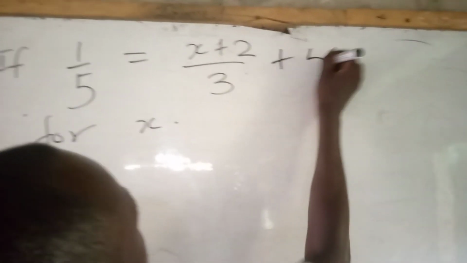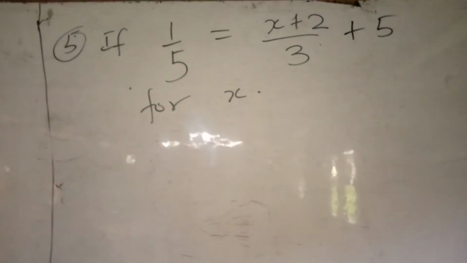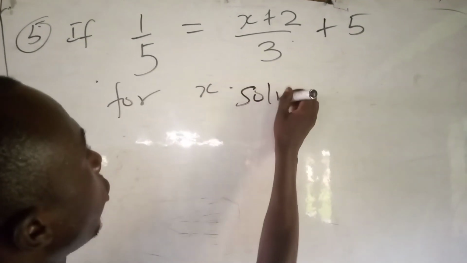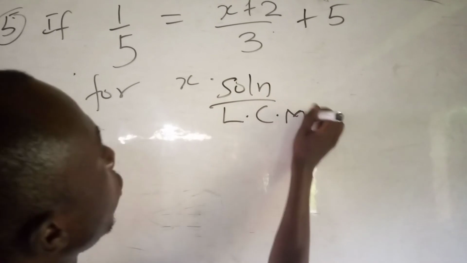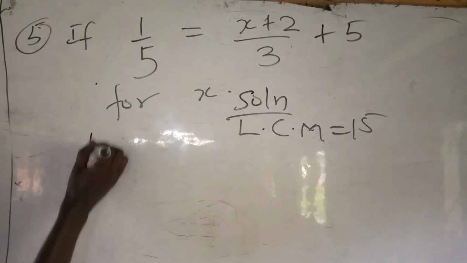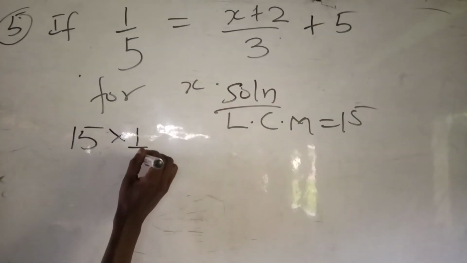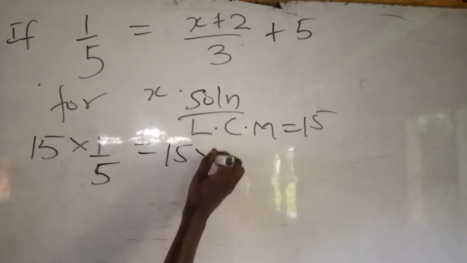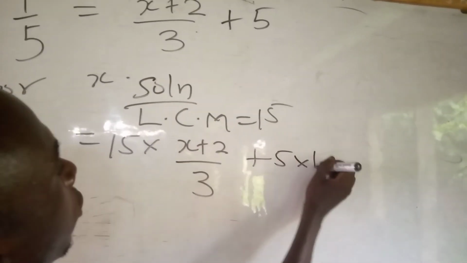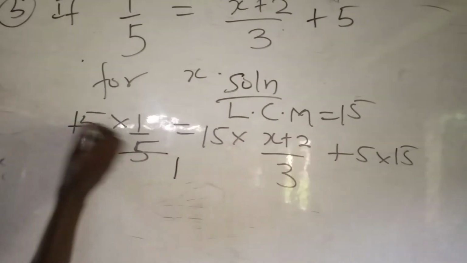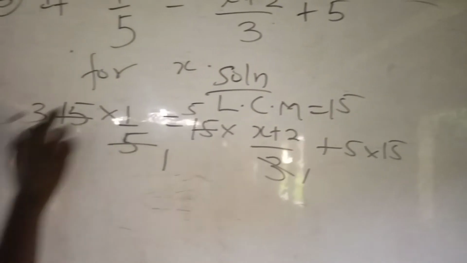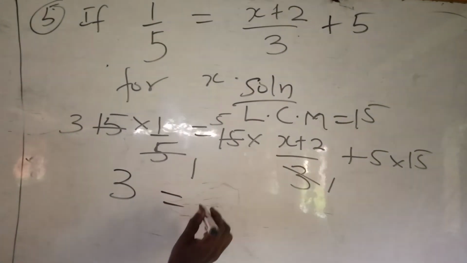Let me add this to it. So what is our LCM here? Our LCM for this question is 15. The least common multiple is 15. So you multiply through by your LCM, which is 15. So this by 15 equal to 15 times x plus 2 over 3 plus 5 times 15. 5 goes here 1, 5 goes here 3. 3 goes here 1, 3 goes here 5. So 3 times 1, we have 3 is equal to 5.